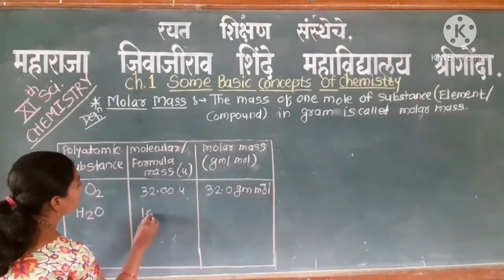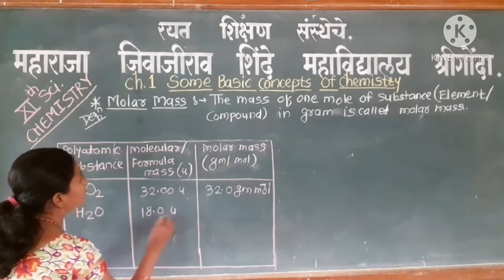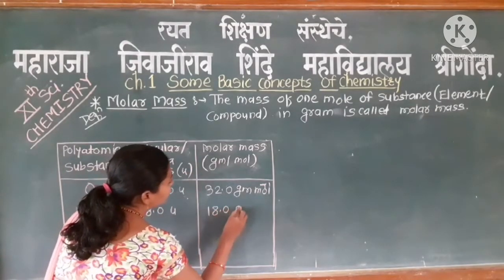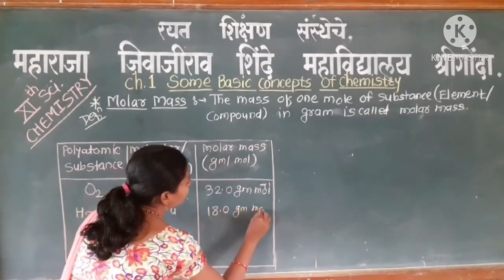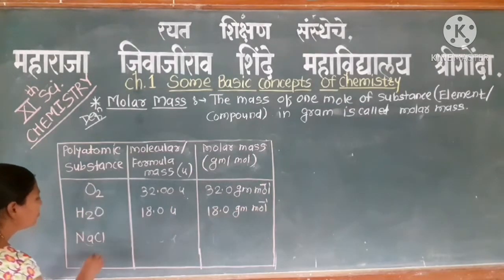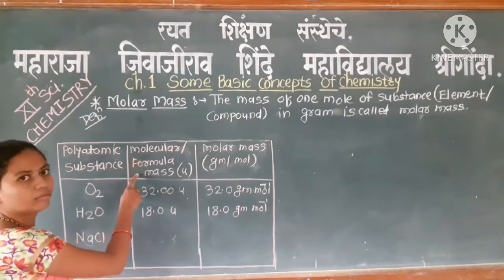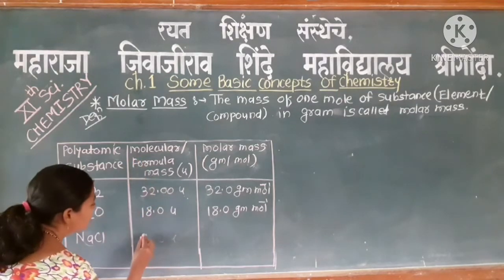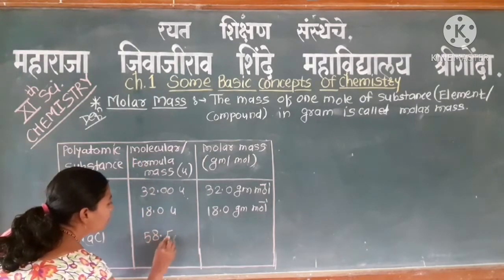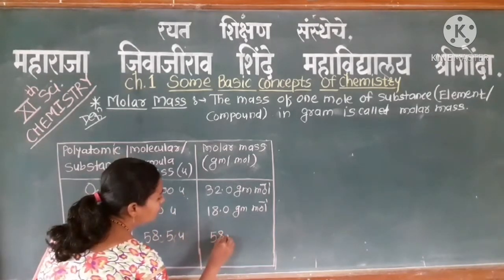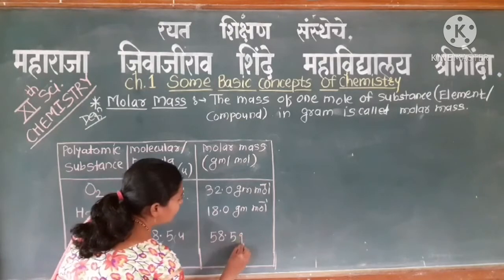Water has formula mass or molecular mass 18 unified. Its molar mass is also 18 gram per mole. Sodium chloride has its molecular mass or formula mass 58.5 unified, and its molar mass is also 58.5 gram per mole.